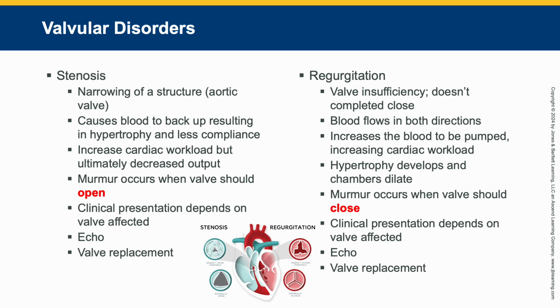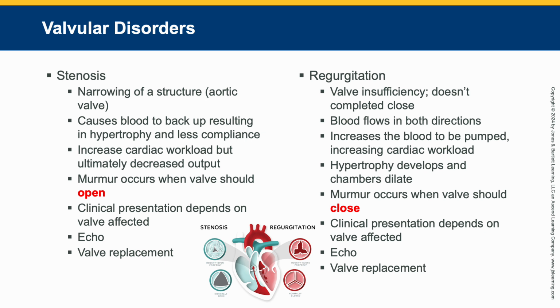It's kind of stiff, which then causes the chamber to hypertrophy and then work harder. However, the cardiac output is diminished because that blood can't move forward normally. And then that leads to certain forms of cardiomyopathies and heart failure.